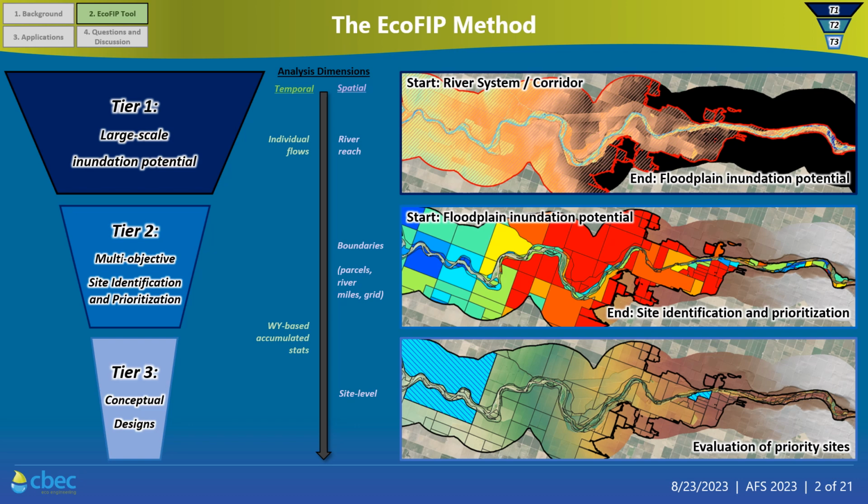And once we identify high priority restoration sites that look like they have a lot of potential for uplift, we then go into Tier 3, which is our conceptual design, where we use the same tools within EcoFIP as we had in Tier 2 to quantify the benefits of actually making these physical landscape modifications or flow changes.